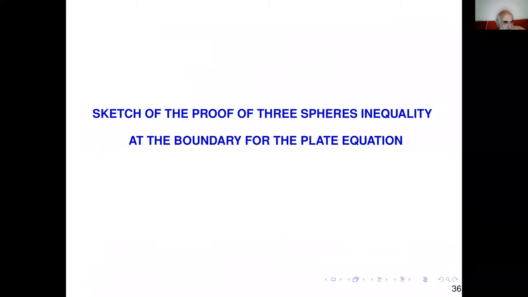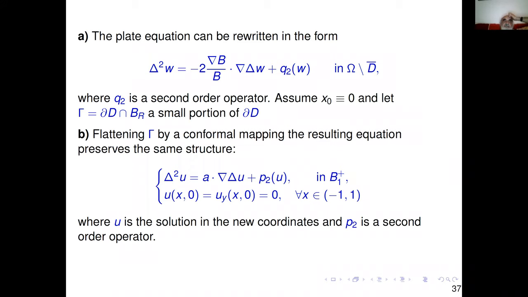Now I have some minutes, perhaps, to give a sketch of the proof of this three spheres inequality at the boundary. The plate equation, which is very important for us, can be written in this form. Delta squared W is equal to a lower order term. In these lower order terms, you can distinguish second order terms and a particular form of third order terms. This vector times the gradient of the Laplacian of W.